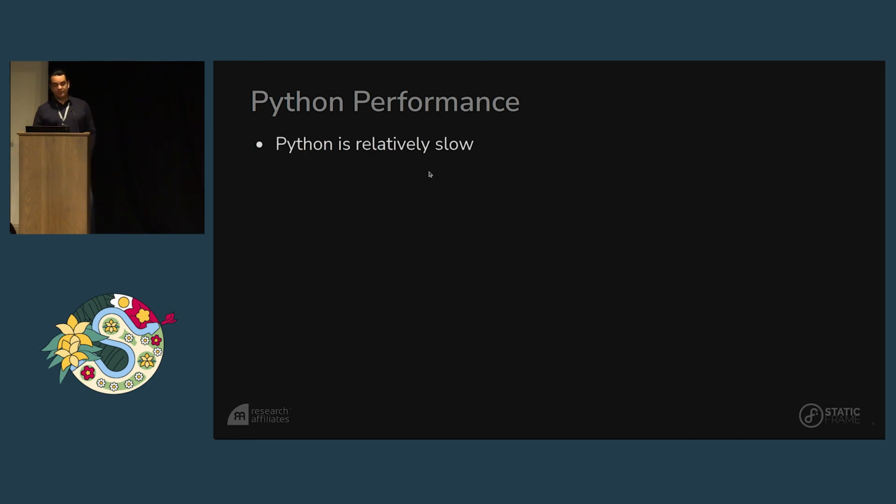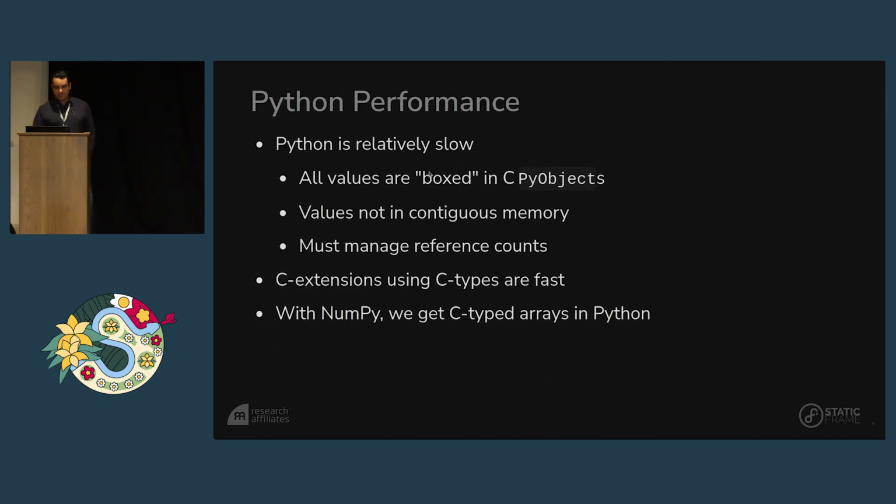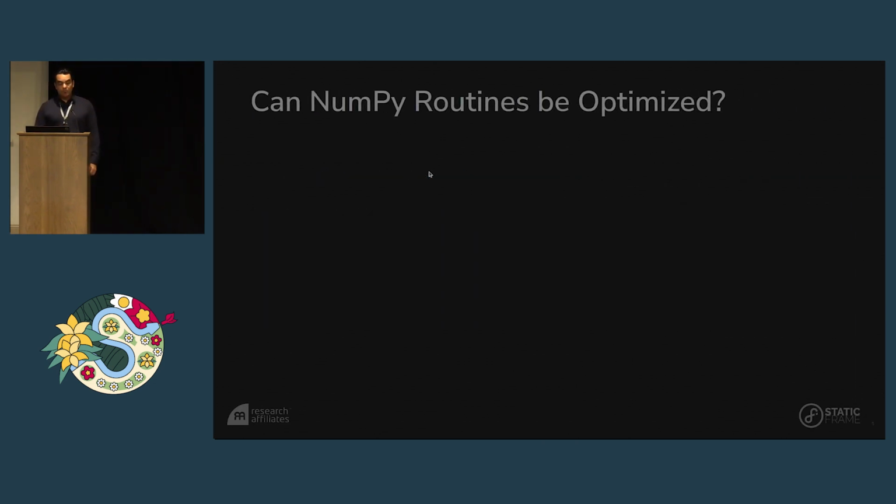So a bit about Python performance. As all of you probably know, Python is relatively slow compared to compiled languages. This is for many reasons, one of which is that all values are boxed in CPython objects. Values are not contiguous in memory, and we must manage reference counts. So C extensions using C types can be fast because they can avoid all of these things. With NumPy, we get C-typed arrays in Python, and that gives us excellent performance. But we come back to the question, can NumPy routines be optimized?